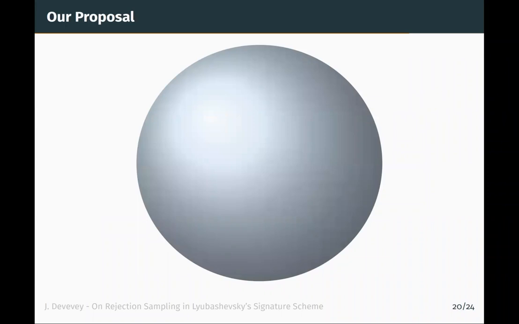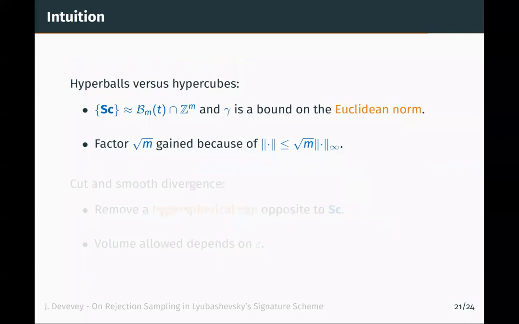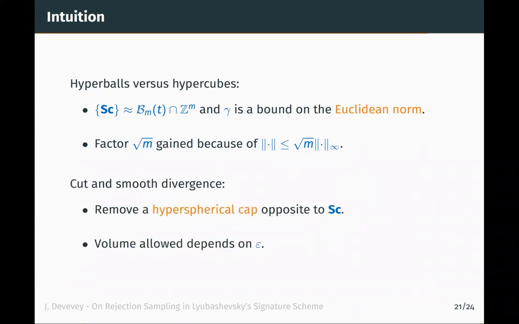So we actually have a proposal, which is to use the uniform distribution in hyperballs. If we do so, we see that when epsilon is zero, we reach the lower bound. And it's scaling with epsilon at least as well as the Gaussian, so it's quite interesting. We also keep the deterministic rejection test, which is a good bonus. To give you some intuition on why we make this choice: we are looking at Euclidean norms, so it's natural to replace hypercubes, which fit the infinity norm, with hyperballs, which are good for the Euclidean norm. And it also scales well with epsilon because we have some nice geometry going on with hyperspherical caps.